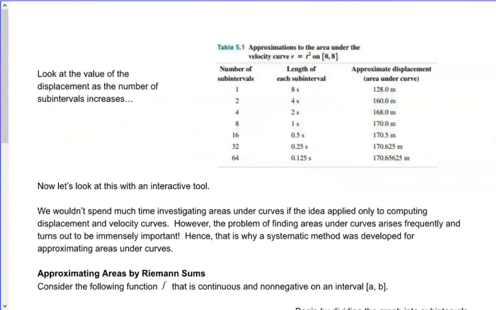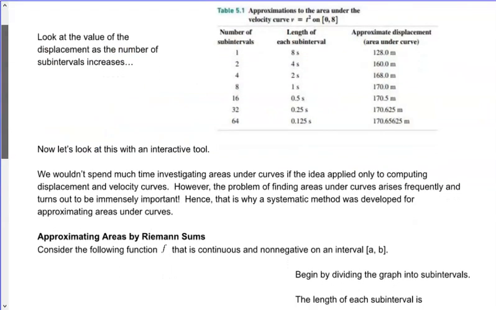But for now, let's kind of investigate what we have here. Look at what happens. I gave you this chart. As if I increase my subintervals. Now here we did 2 and 4. But what happens if I have 64 rectangles? The length is going to be 0.125 seconds across there for that rectangle. But notice, look at what happens to the area under that curve, or the displacement for this function. Well, it's kind of like it's limiting to 170.65, and that's the beauty of calculus, where we're actually bringing in the idea of a limit to be able to take care of this area under the curve.